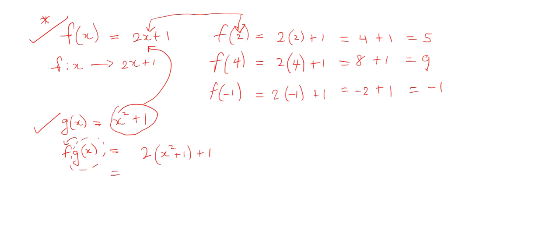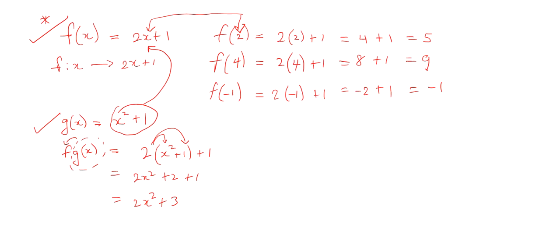Which would give us, we're going to remove the brackets here, so it'll be 2 by x squared and then 2 by plus 1. So this will be 2x squared plus 2 plus 1, which is equal to 2x squared plus 3. So that is how we find fg of x.